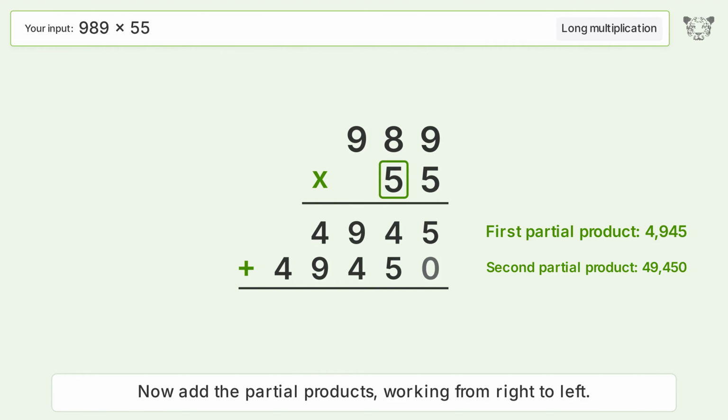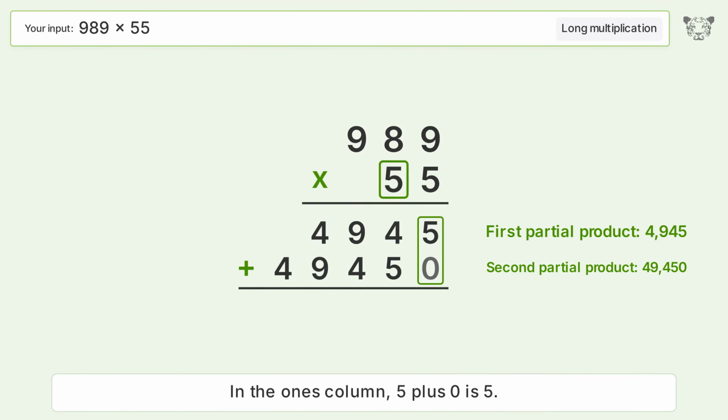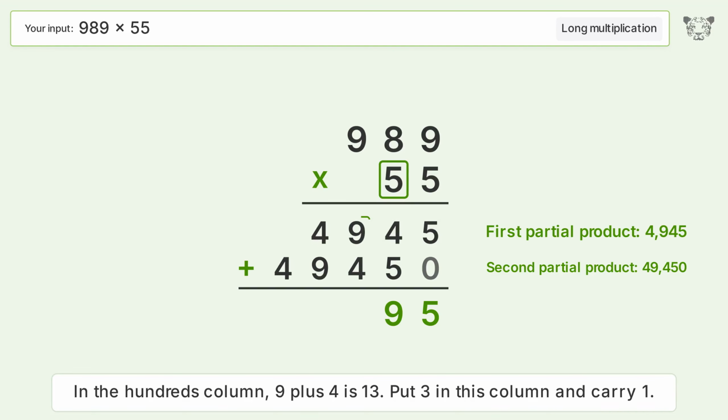Now add the partial products, working from right to left. In the ones column, 5 plus 0 is 5. In the tens column, 4 plus 5 is 9. In the hundreds column, 9 plus 4 is 13. Put 3 in this column and carry 1.